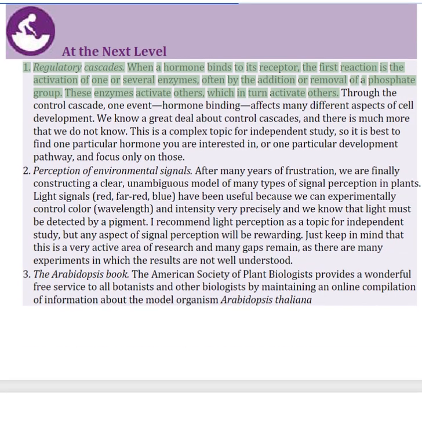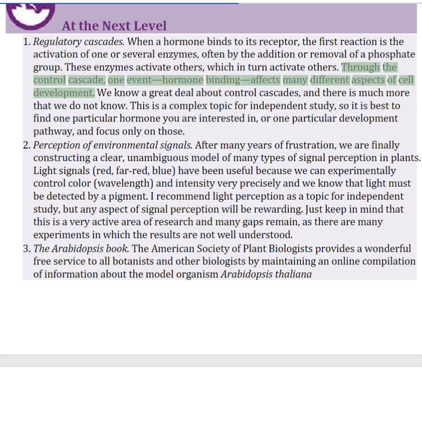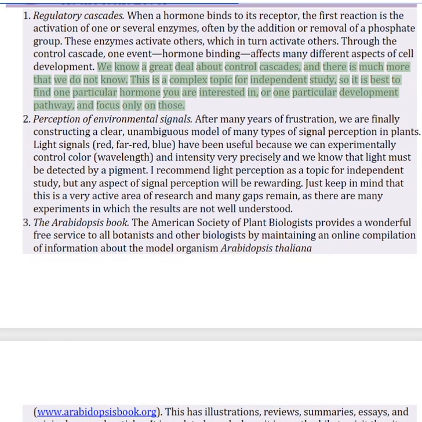1. Regulatory cascades. When a hormone binds to its receptor, the first reaction is the activation of one or several enzymes, often by the addition or removal of a phosphate group. These enzymes activate others, which in turn activate others. Through the control cascade, one event, hormone binding, affects many different aspects of cell development. We know a great deal about control cascades, and there is much more that we do not know. This is a complex topic for independent study, so it is best to find one particular hormone you are interested in, or one particular development pathway, and focus only on those.